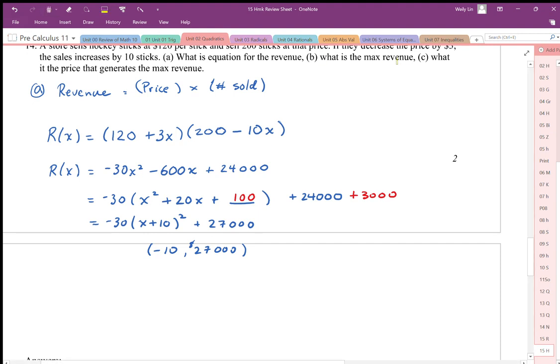So when I enter B, that's going to be the vertex value. And the price that guarantees the max revenue is going to be based on x. But this is equal to x. It's not equal to price. So to find the price, I have to go back to my price equation, which is this part of the revenue equation. So then I'm going to write this as price is equal to 120 plus 3x. I know that the x value is going to be -10.